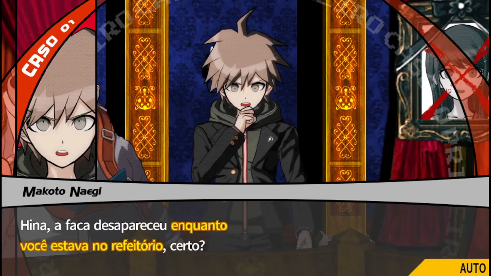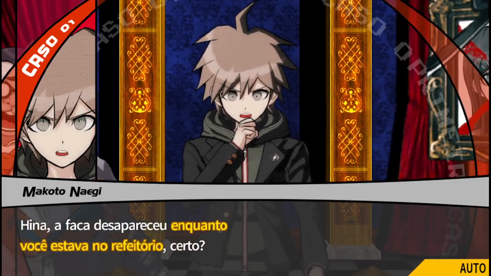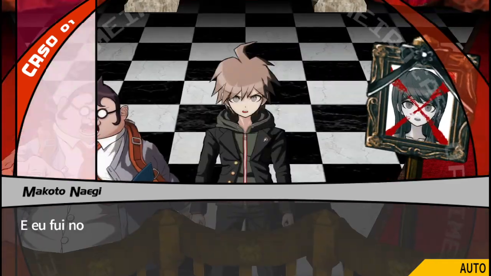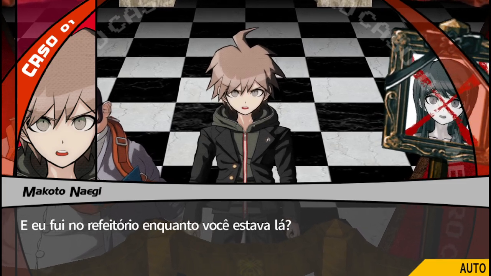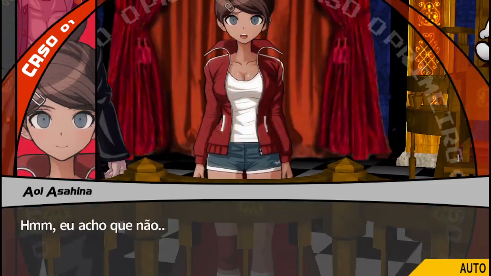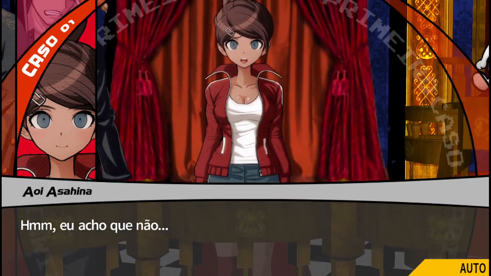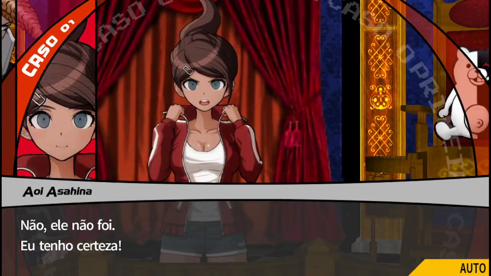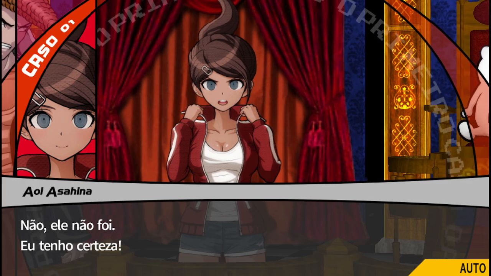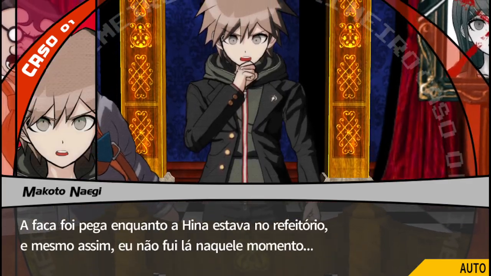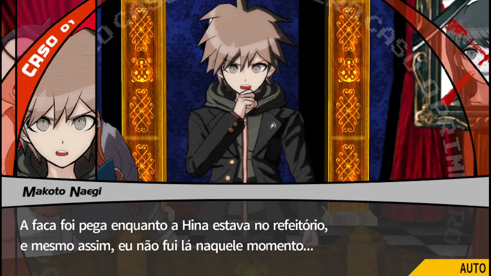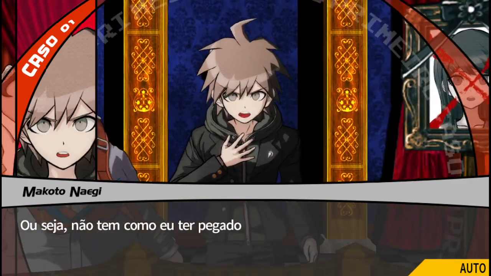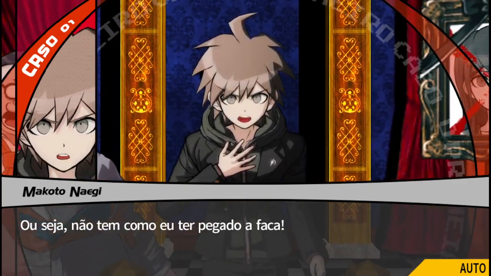Just to be perfectly clear, the knife disappeared while you were in the dining hall, correct? Yeah, that's right. And at any point while you were there, did you ever see me come into the dining hall? No, I don't think so. You don't think so? No, he definitely wasn't there. The knife disappeared while Hina was in the dining hall, but I wasn't there the entire time. In other words, there's no way I could have taken the knife.